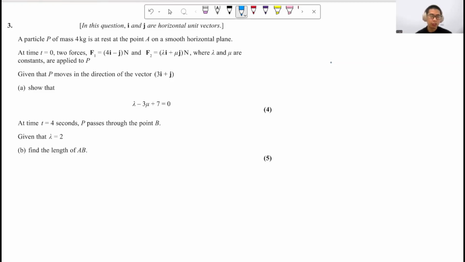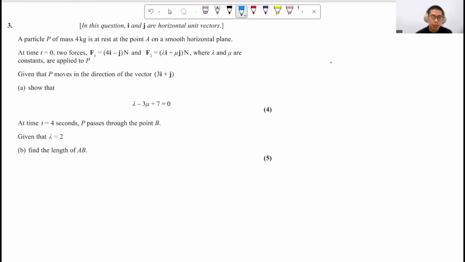Let's have a look at question 3. So this is a vector question. A particle P of mass 4 kg is at rest at the point A on a smooth horizontal plane. At time t equal to 0, two forces F1 equal to 4i minus j Newton and F2 equal to lambda i plus mu j Newton, where lambda and mu are constants, are applied to P. Given that P moves in the direction of the vector 3i plus j, part A wanted to show that lambda minus 3 mu plus 7 equal to 0.